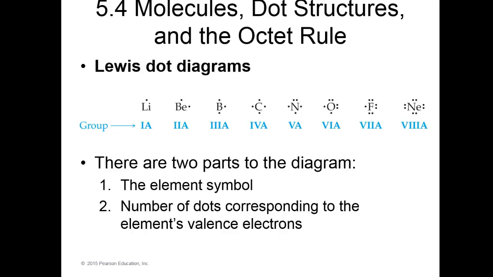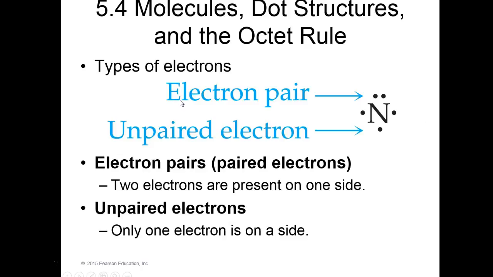Looking at Lewis dot diagrams. These are kind of nice because you can actually see the amount of valence electrons around it by using dots. There's 2 parts to this. The element symbol, as you can see if we look at lithium up here, and the number of dots corresponds to the number of valence electrons. So the electron pairs show 2, and an unpaired electron would be 1.